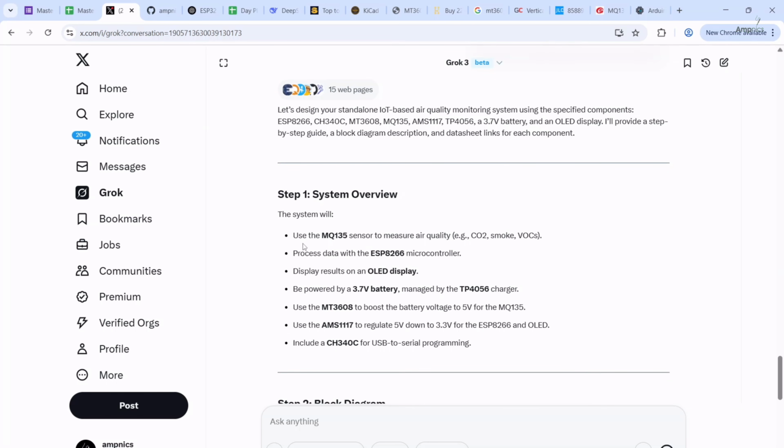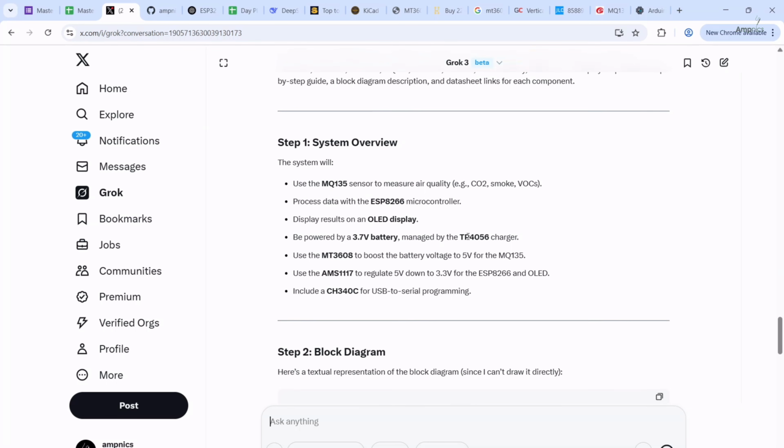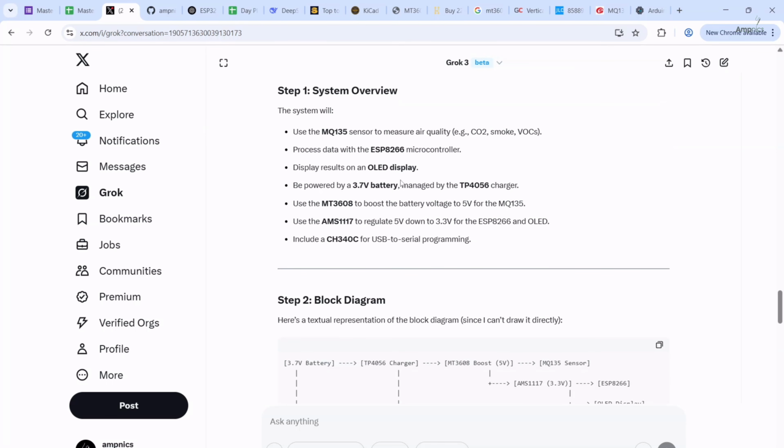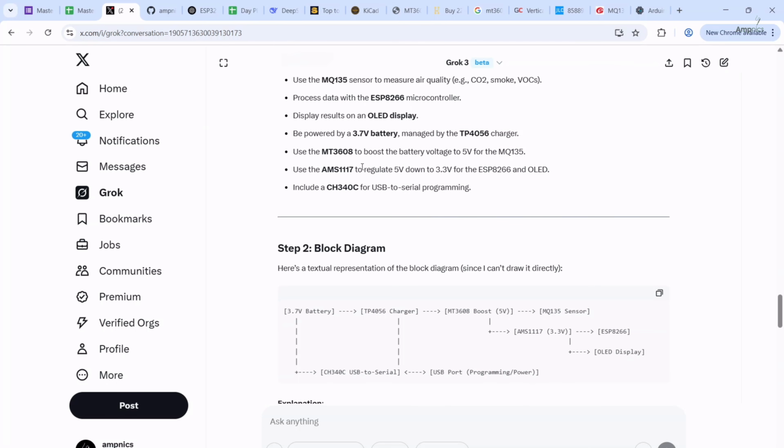So the system overview is here. Use the MQ135 sensor to measure air quality. We are concerned about CO2, as I said earlier. ESP8266 as the microcontroller and a display for real-time monitoring. Battery with TP4056 for charging it, MT3608 for boosting the voltage, and I will explain further why I need it. I will explain in the schematic design. AMS1117, and CH340C for USB to serial programming.